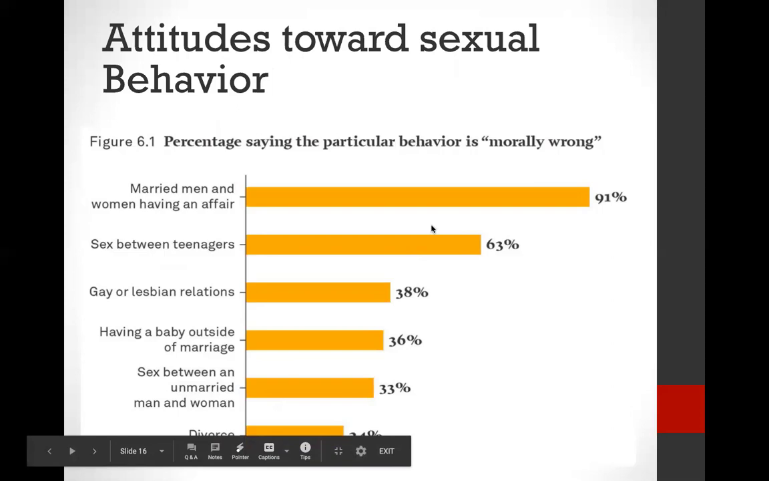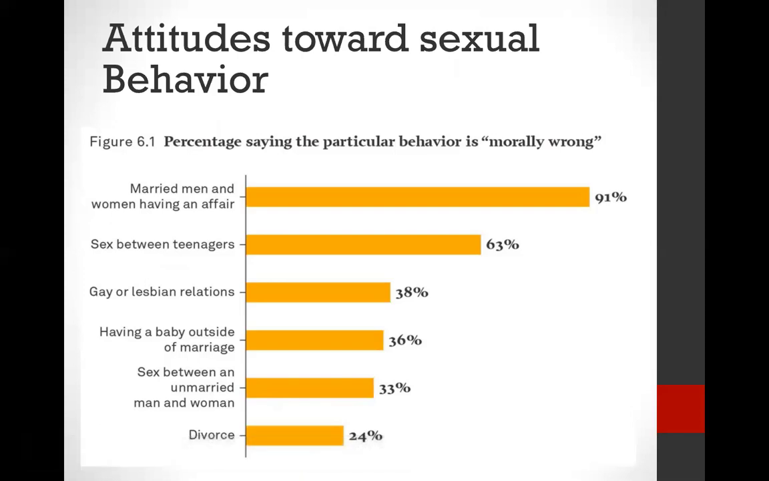Let's look at this slide right here. The percentage of people who say that this behavior is morally wrong. Married men and women having an affair: 91% of people in this sample, and it was meant to be a representative sample of American adults, feel that this is wrong. 63% say sex between teenagers is wrong. 38% say gay or lesbian relations are wrong.